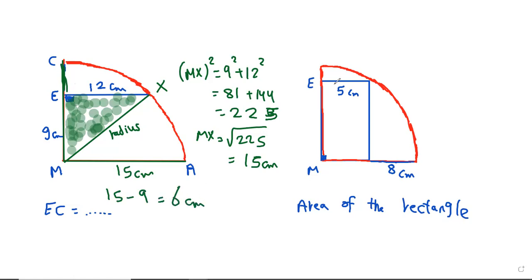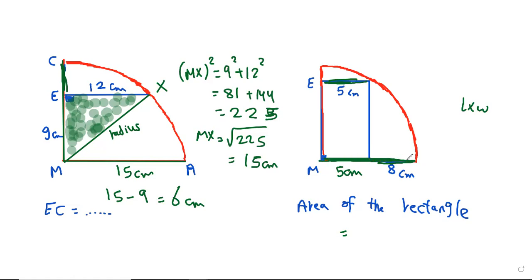In the next example, we have a rectangle drawn in this quarter of a circle, and the width here is 5, and this side is equal to 8, and I want to get the area of the rectangle. Remember, the area of the rectangle equals length times width, so we need to get EM. And how can we get EM? Because in the rectangle, opposite sides are equal in length, so this side is equal to 5 centimeters. Okay, so here the radius is 13 centimeters.